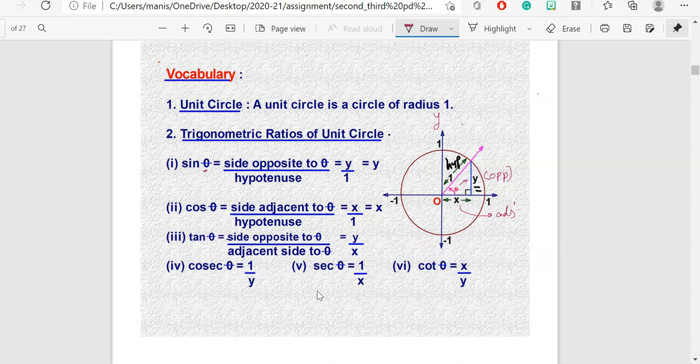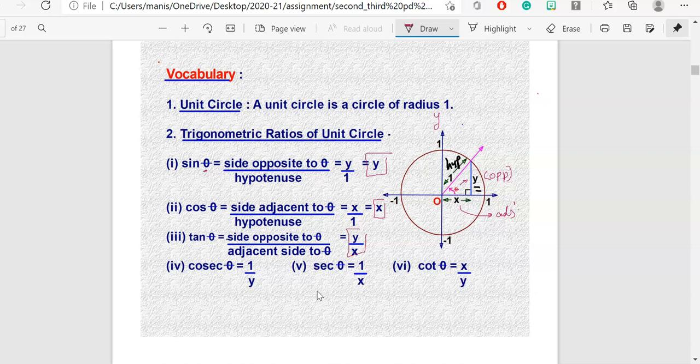So what is sine theta? The sine theta formula we already learned: opposite side over hypotenuse. So it is y over 1, which is equal to y. Then you have cosine theta. Similarly, cosine theta is the adjacent side to theta, that's your x, over the hypotenuse, that's your 1 over here. So it is x. We end up with the formula x. And similarly, we have tangent theta: opposite over adjacent, so we have y over x.